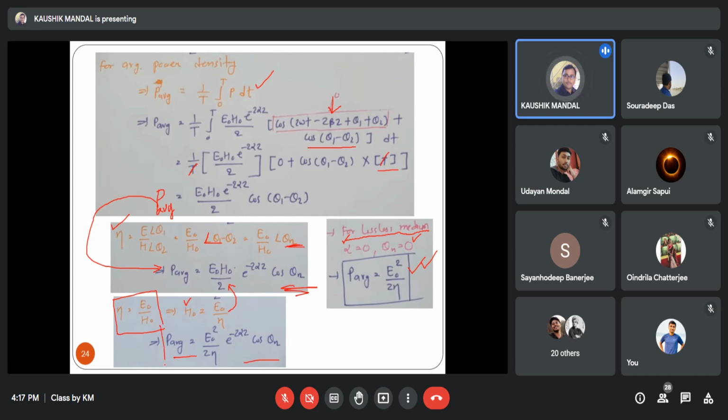You have to basically remember these equations. Then for different mediums, by applying the conditions for alpha, beta and theta n, you can find out the average power density for a particular medium. So for a lossless medium, P average will be E0 square by 2 eta. What will be its unit? Its unit will be volt per meter by ampere per meter, so the average power density will be watt per meter square.